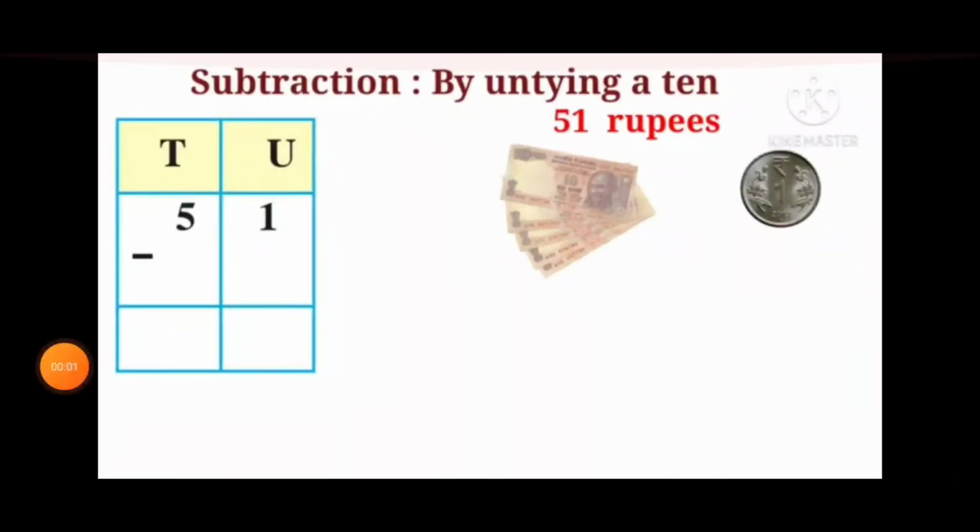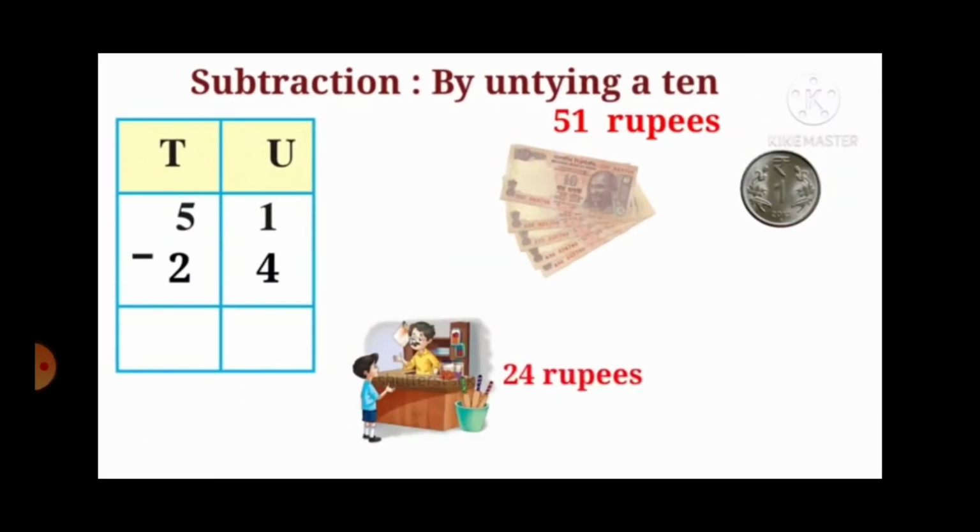Here we have 51 rupees, 5 ten rupee notes and a 1 rupee coin. And out of this 51 rupees, we have to pay 24 rupees to the shopkeeper. So we write 51 minus 24 in tens and units place.